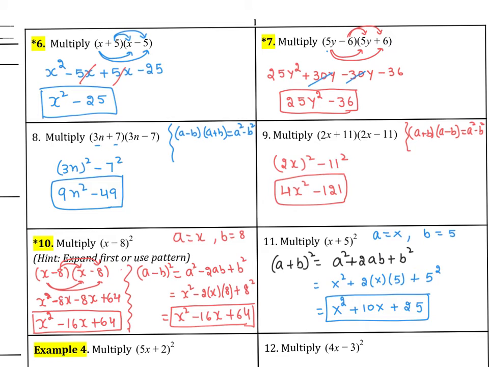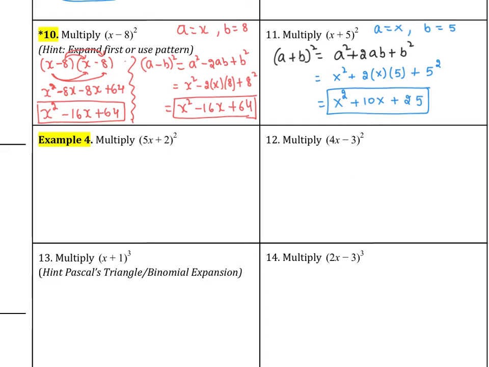For number 11, I'm going to use a special formula, that is (a plus b) square equals a square plus 2ab plus b square, where I'm going to use a as x and b as 5 and plug it into this formula. So that's going to be x square, which is a square, 2 times x times 5, and plus b square, which means 5 square. So that's going to be x square plus 10x plus 25.